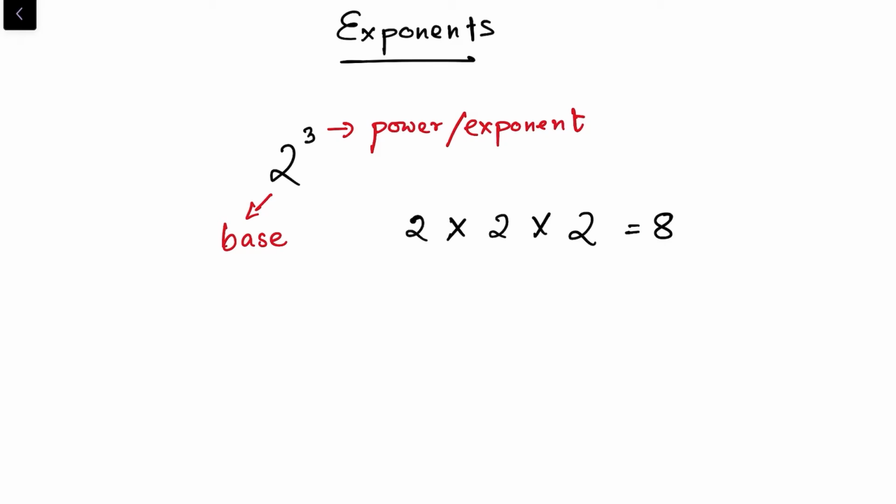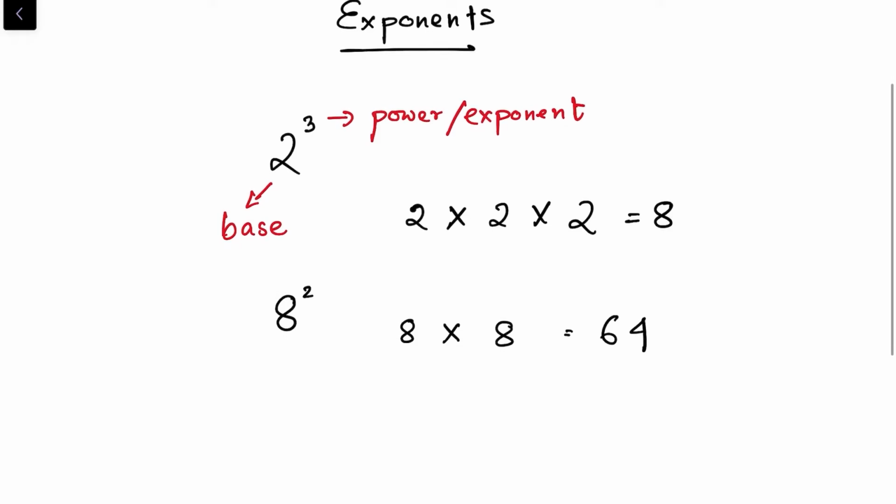What if you ask 8 to the power 2, what does it mean? 8 has to multiply by itself 2 times. 8 into 8, which is equal to 64.